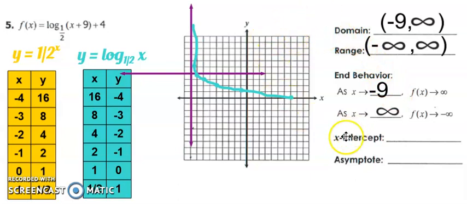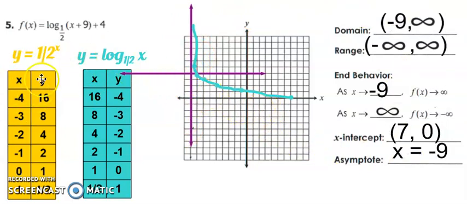Next thing they're asking for is the x-intercepts. Remember, this is the x-axis. The x-intercept is this point right here, and that point is (7, 0). And the last thing we need is the asymptote. Remember, we shifted everything over. So the asymptote is this line right over here, which is x equals negative 9.